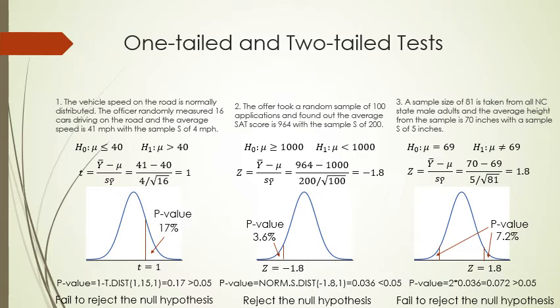0.072. If we use the t-distribution, the p-value would be 0.076. We fail to reject the null hypothesis since 7.2% is greater than 0.05. At the 5% significance level, there is not enough evidence to conclude that the average North Carolina state male adult height is different from 69 inches.